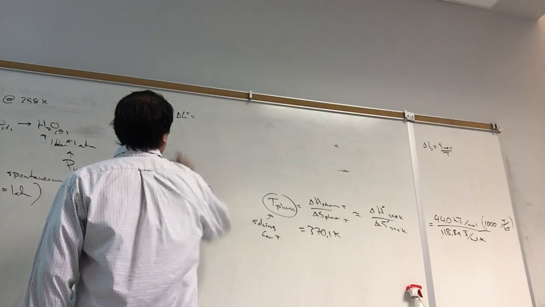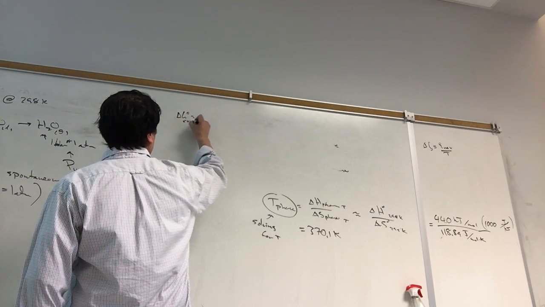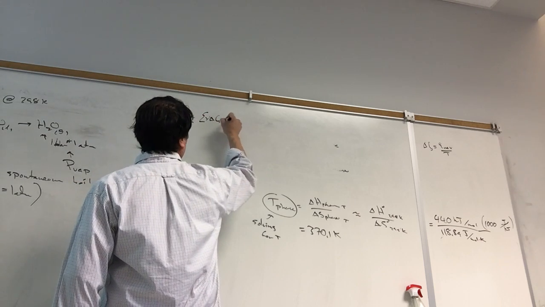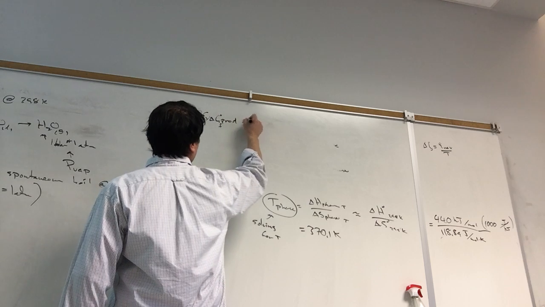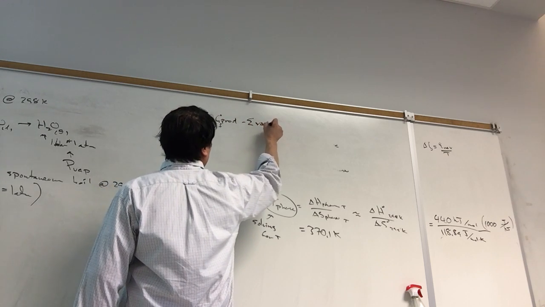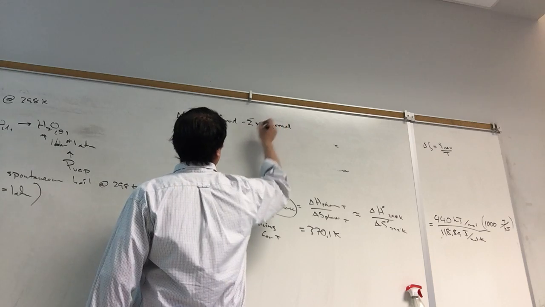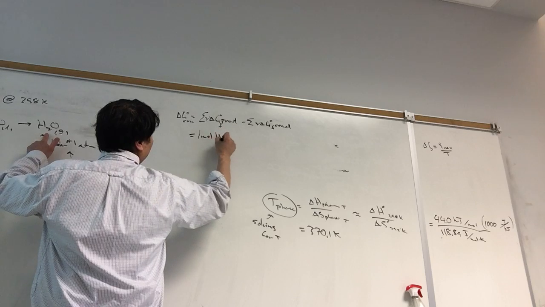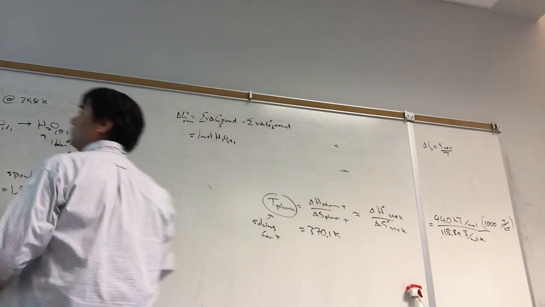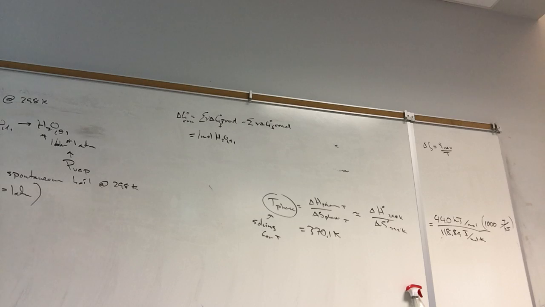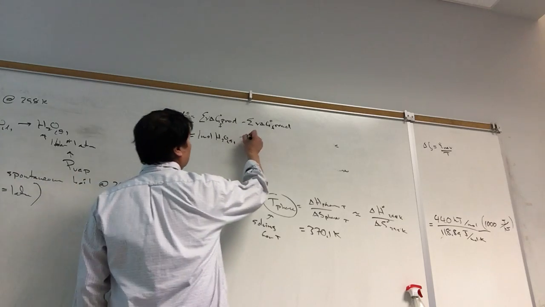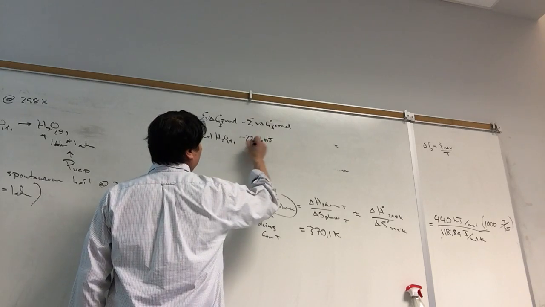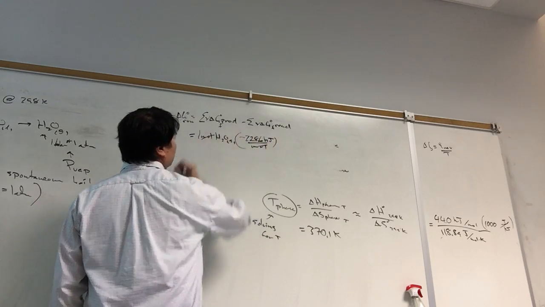Write it down. So the delta G of this reaction or process is equal to the sum of the delta G's of formation of the product under standard conditions minus the sum of the delta G's of formation of the reactant under standard conditions. Okay, so we have 1 mole of H2O gas. And the delta G of formation of H2O gas I get from the table here is minus 228.6 kilojoules per mole. Moles cancel.